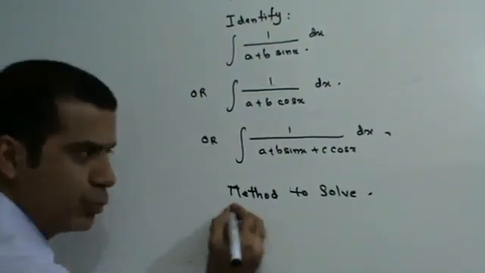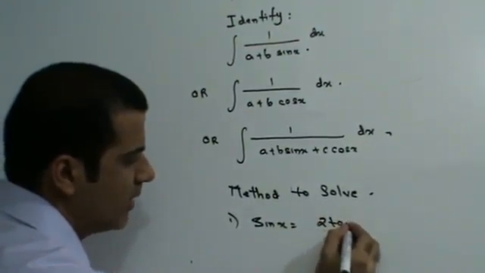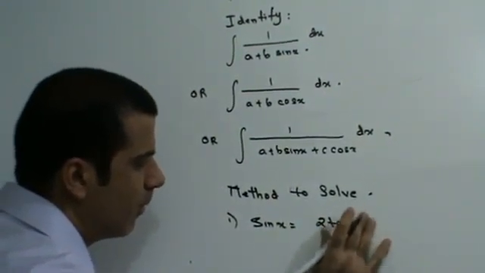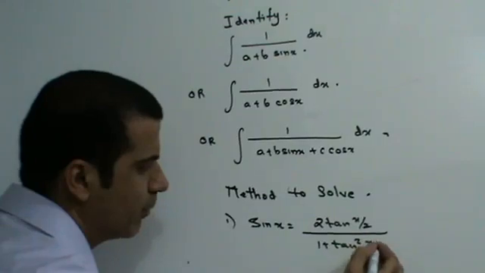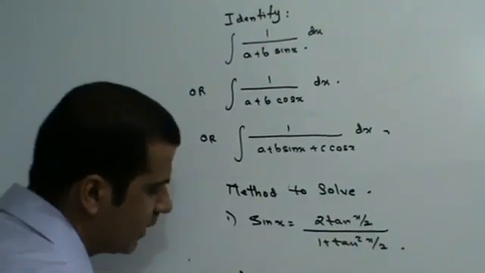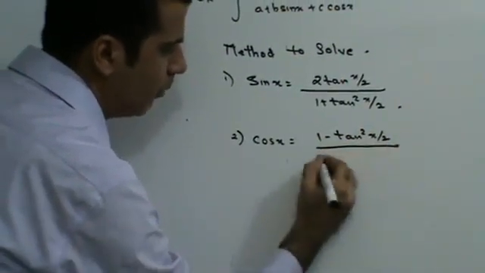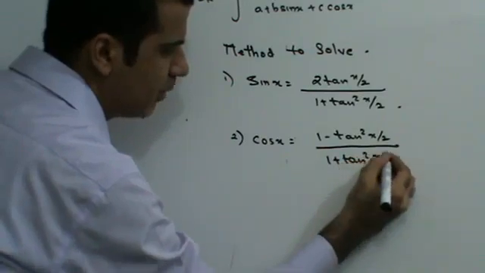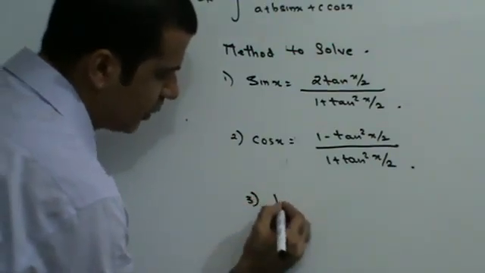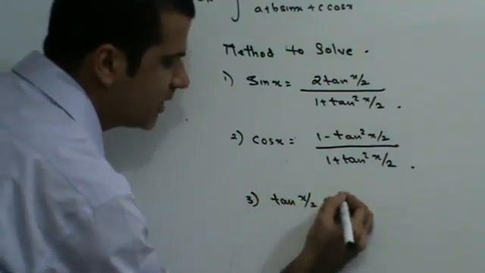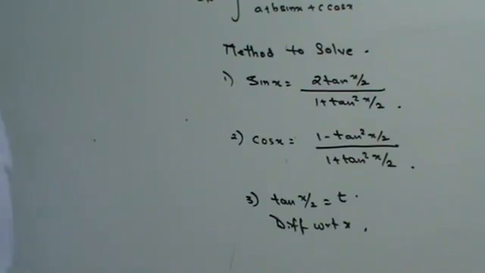First thing that you will have to do to solve the sum is substitute the value of sin x as 2 tan x by 2 upon 1 plus tan square x by 2, and substitute cos x as 1 minus tan square x by 2 upon 1 plus tan square x by 2. Once you've done that, the third thing that you have to do is substitute tan x by 2 as t and differentiate. If you do these three steps, you can easily solve this type.